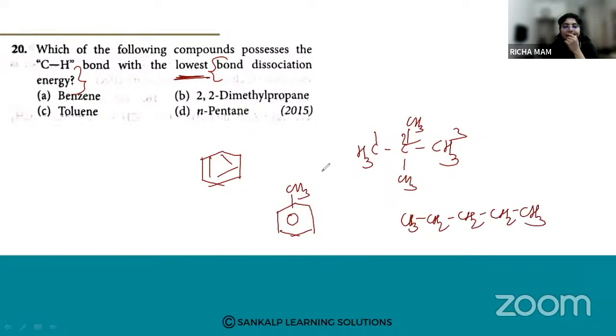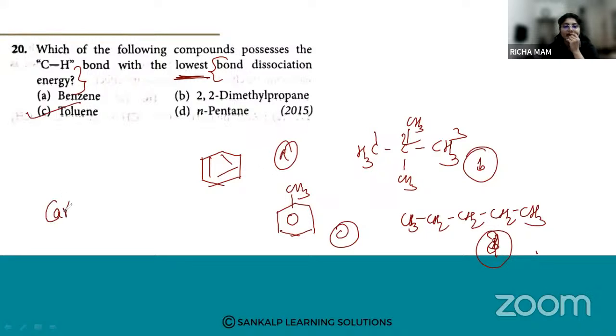So can you tell this? Now here the answer is C. Because your toluene will form the stable carbocation. Carbocation formation takes place in toluene, so the bond dissociation energy will be less here. So toluene is the answer. Bond dissociation energy is less in case of toluene, so it can be easily broken. So it is option number C.